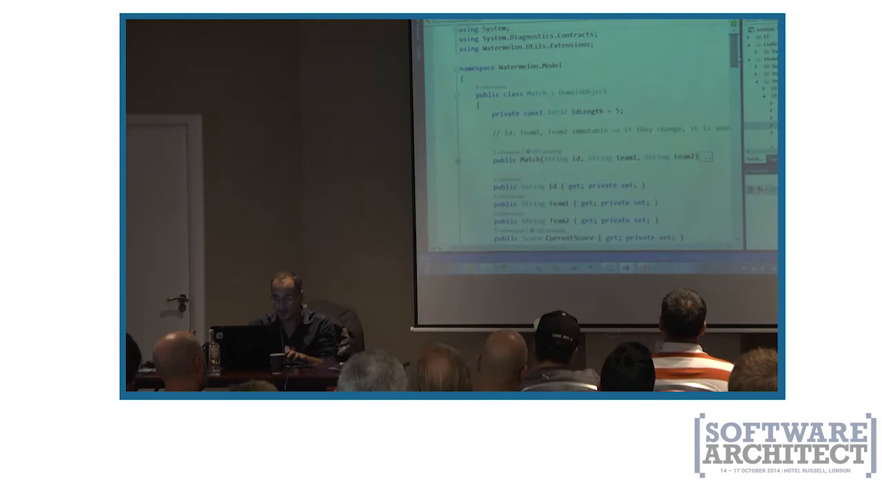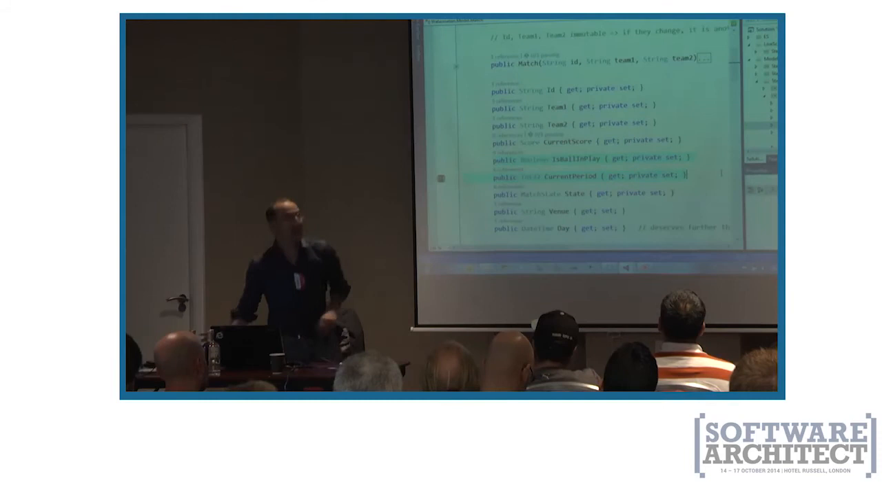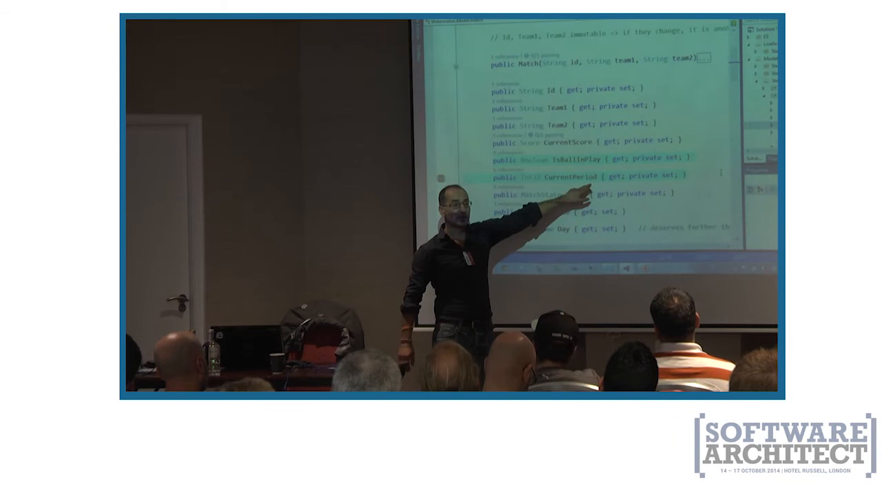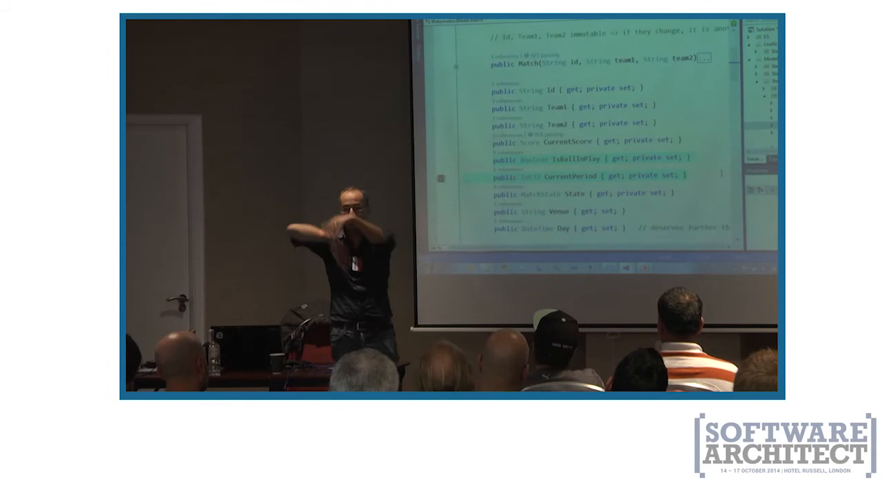The constructor is the same: ID, team 1 and team 2. They only have public getters. Current score has a private setter. We added a couple of new properties to the match: is ball in play and current period. I had water polo in mind, because my son played water polo when I wrote this class. But it's easy to add similar concepts to match any sport you like.